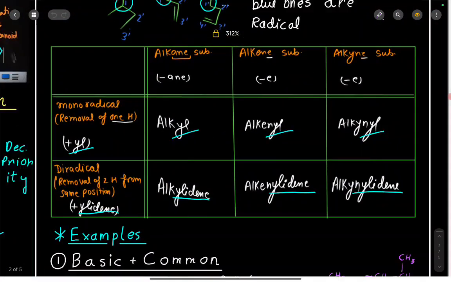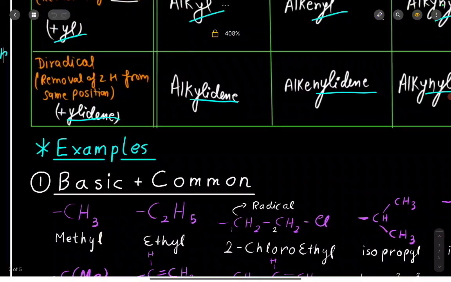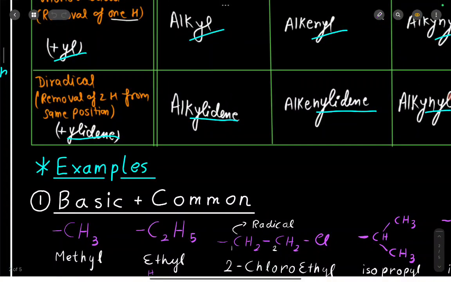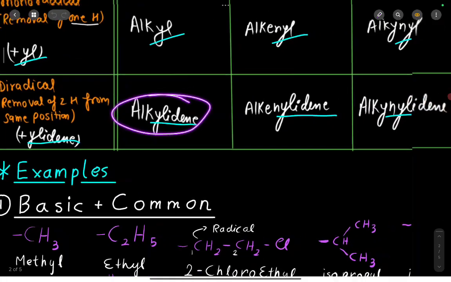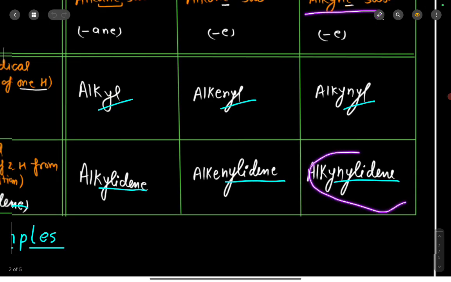Now these are prefixes. Basically, if an alkane is a substituent like this, we call it an alkyl group. If an alkene is a substituent, we call it an alkenyl group. And if an alkyne is a substituent, we call it an alkynyl group. If the alkyl group is bound to the main chain with a double bond, then we call it alkylidene. If the alkene substituent is bound with a double bond to the main chain, we call it alkenylidene. And if the same is done by an alkyne substituent, we call it alkynylidene.